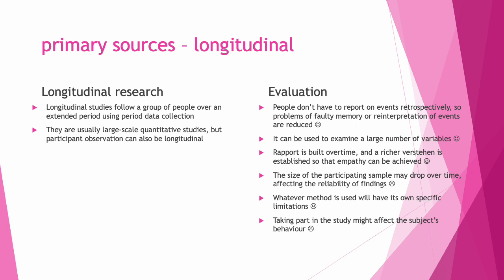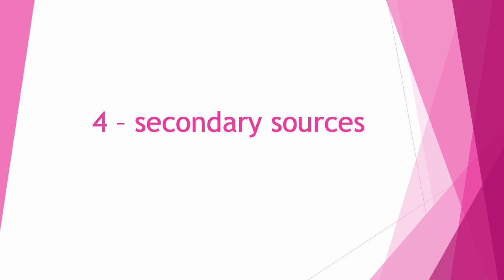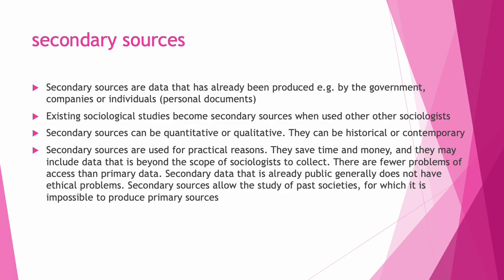Whatever method is used will have its own specific limitations, and taking part in the study might affect the subject's behaviour. Now we're going to look at secondary sources. Secondary sources are data that's already been produced. Existing sociological studies become secondary sources when used by other sociologists. Secondary sources can be quantitative or qualitative. They can be historical or contemporary.